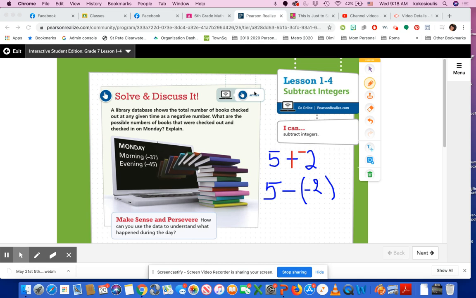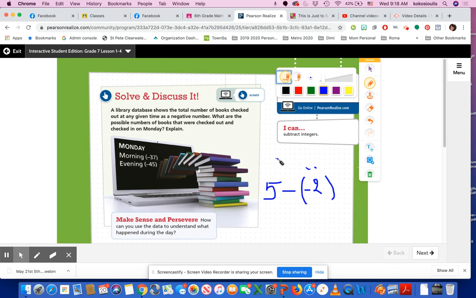Okay, so today we're going to do lesson 1-4. Happy May 21st. Yesterday we did 1-3, adding integers, and today we're subtracting integers. Now remember, subtracting integers is just changing the signs, right? We did this already. We know how to do this.